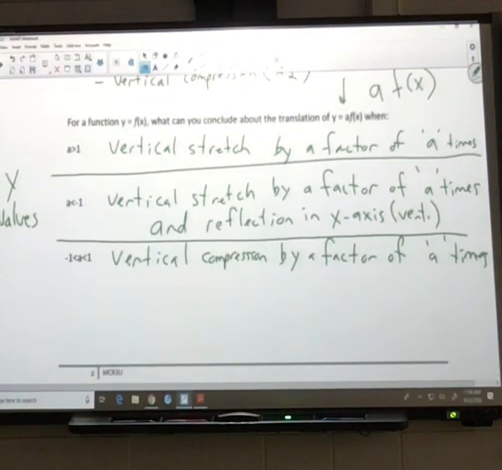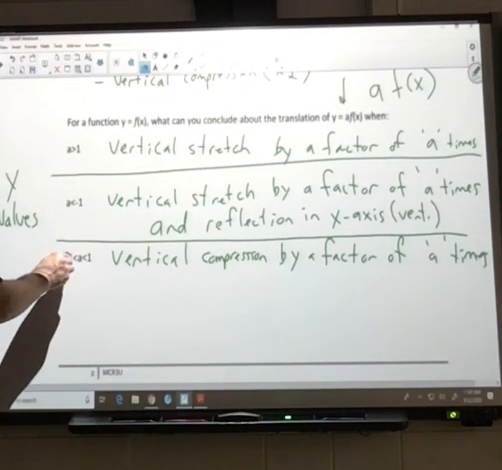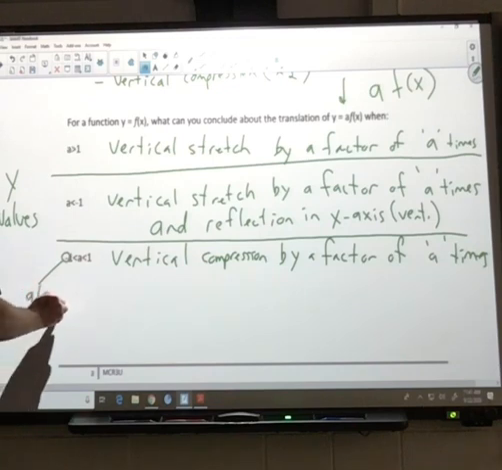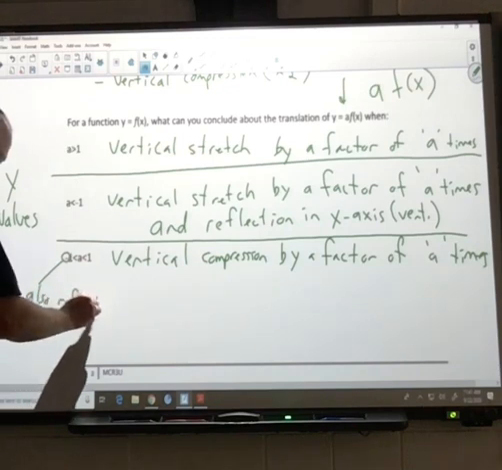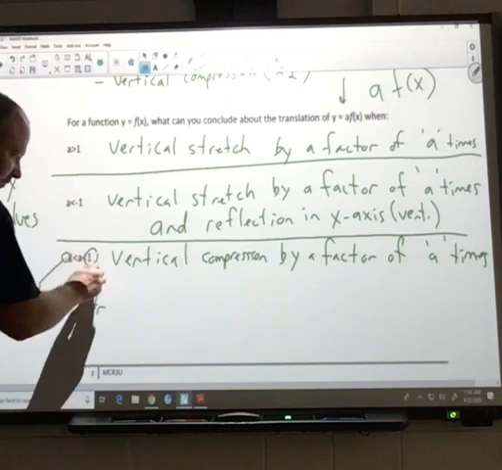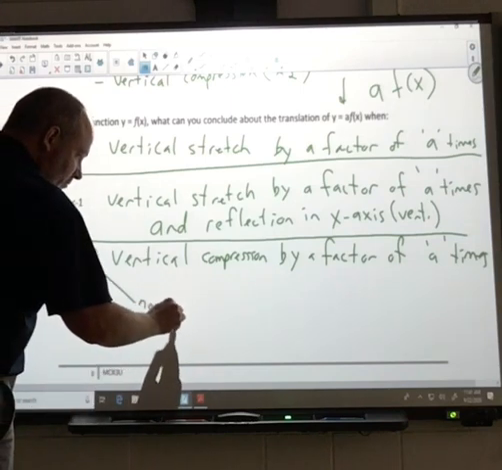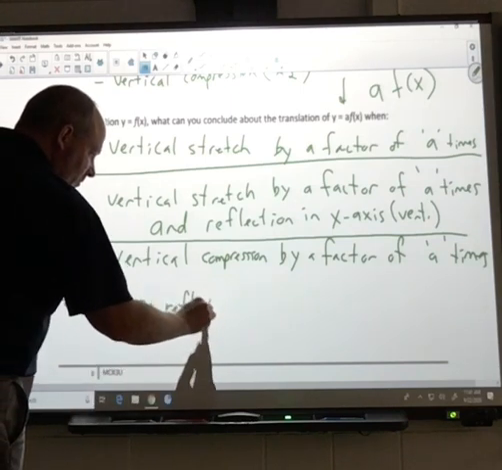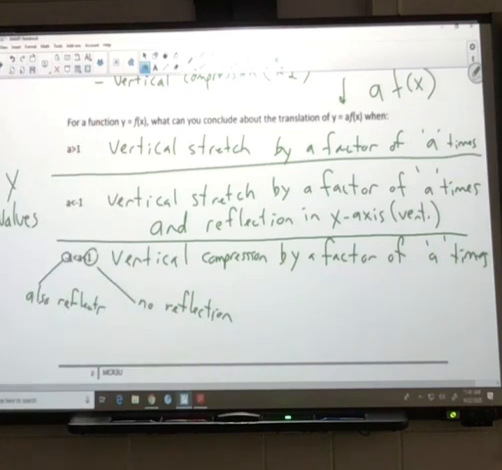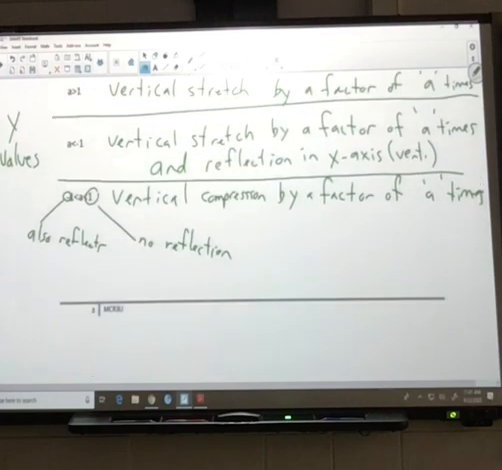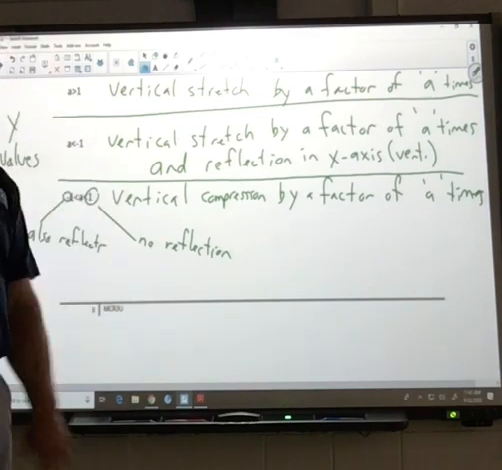Okay, now, if it's negative, it also reflects. If it's this one, there's no reflection. So if it's positive, there's no reflection. So it's kind of variable depending on those two situations. But it's definitely going to be compressed. Okay? And that is basically a review for parabola transformations, except it doesn't just happen to the parabola.